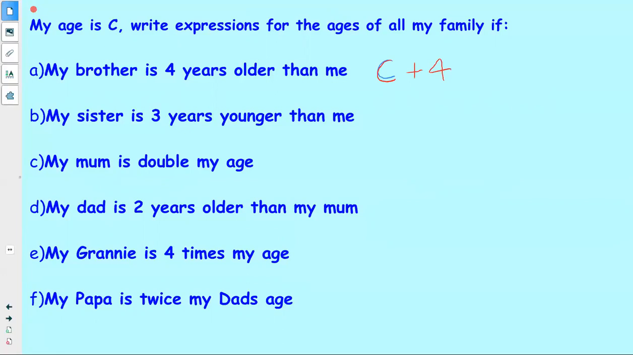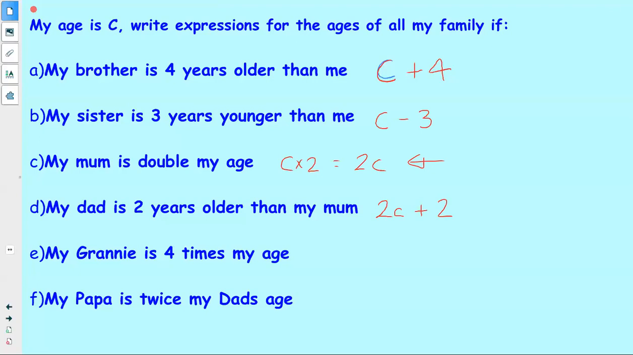My sister is 3 years younger than me. So again, you're starting with your age of C. And your sister's 3 years younger. So subtract 3. My mum is double my age. So to double something, that's the same as multiplying by 2. So it'd be C multiplied by 2, which is the same as 2C. My dad is 2 years older than my mum. So that's the expression for mum. And your dad is 2 years older than her. So it's going to be 2C plus 2.